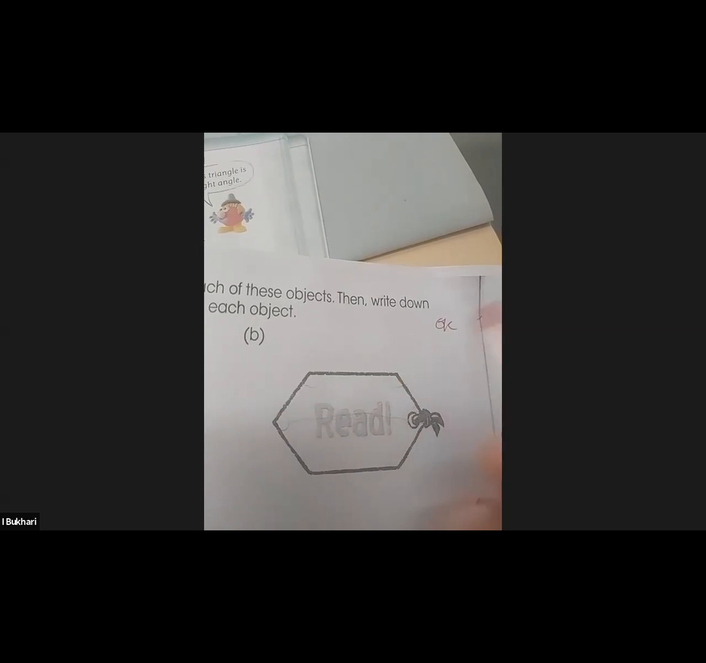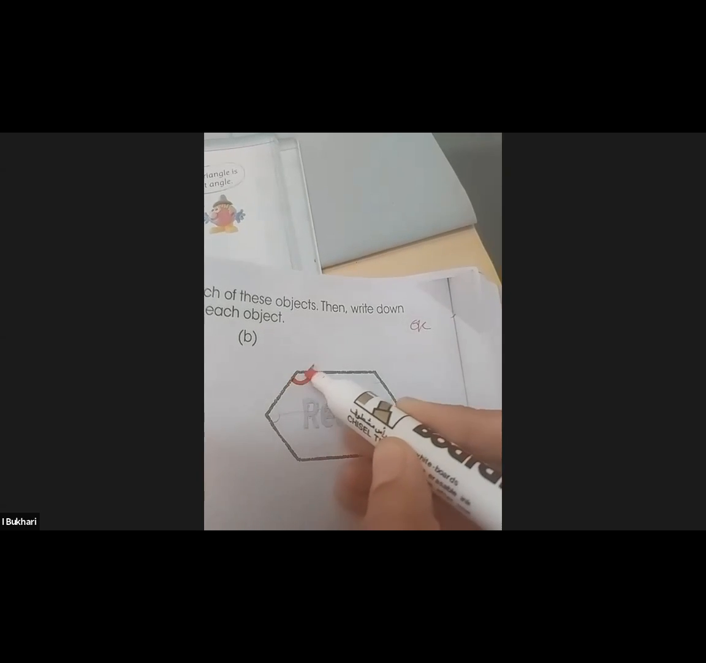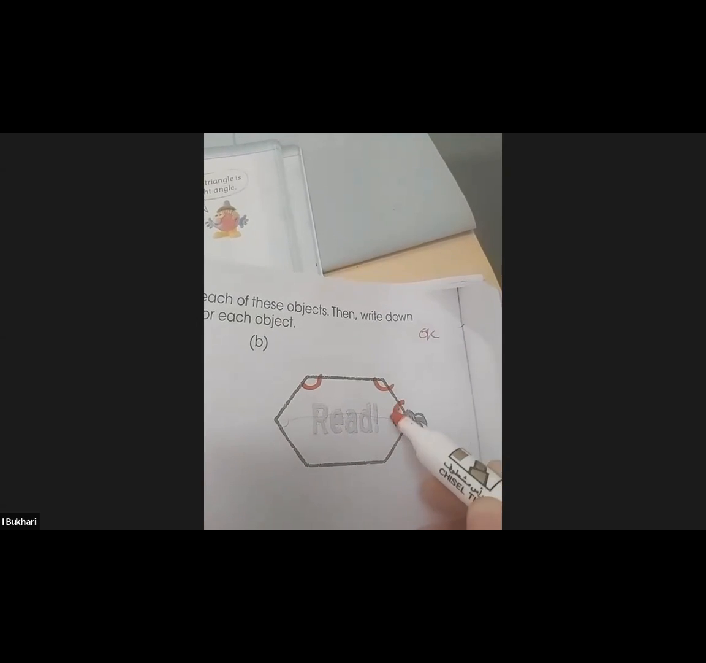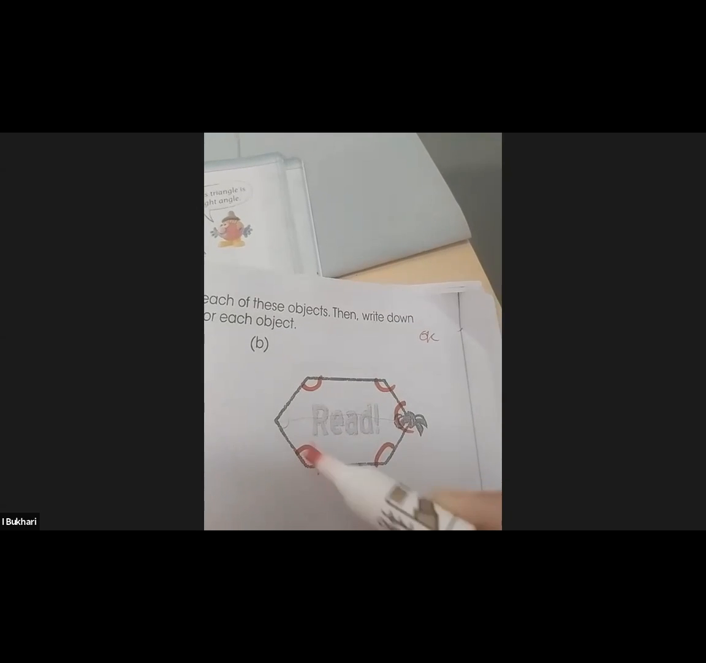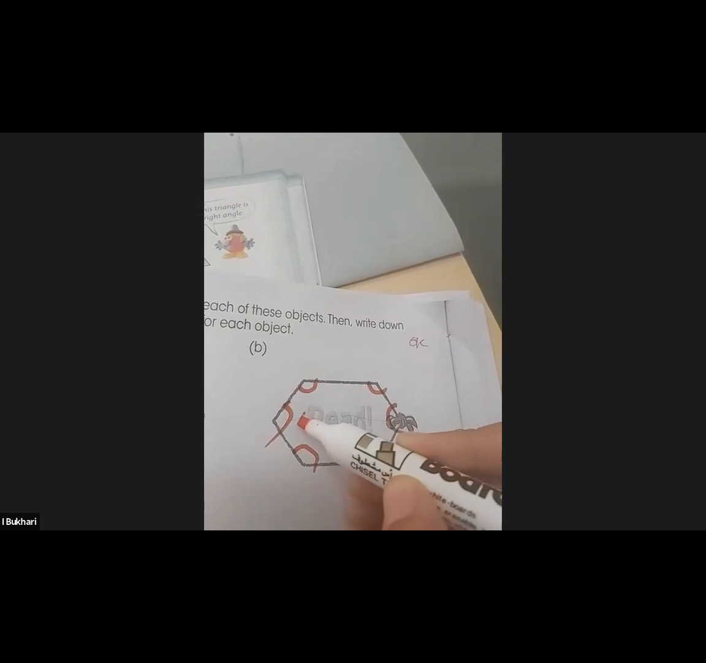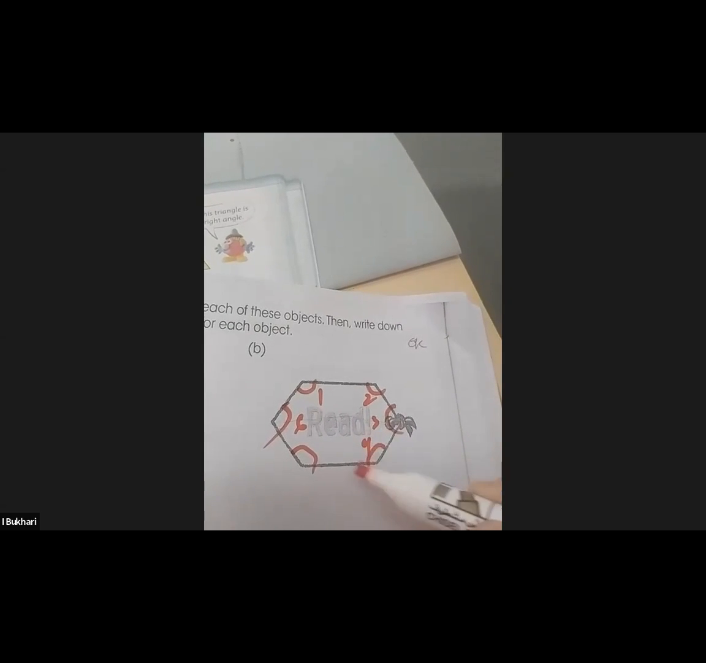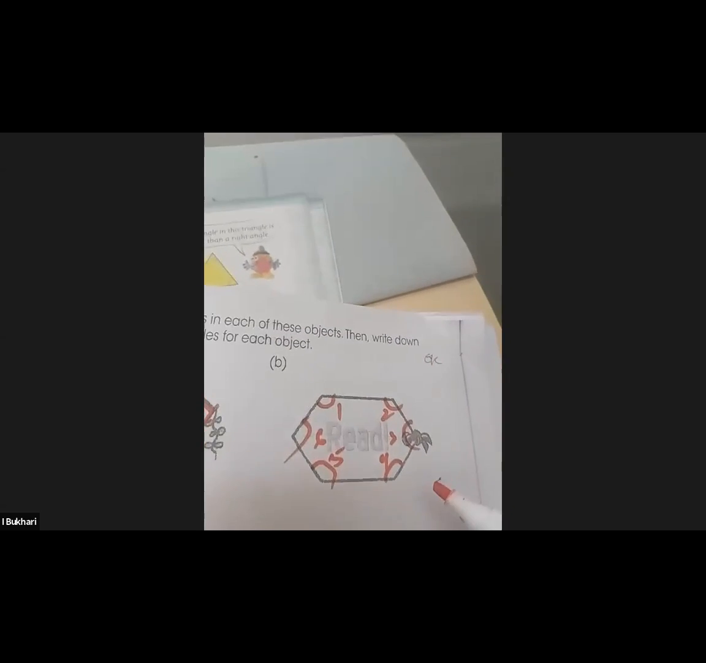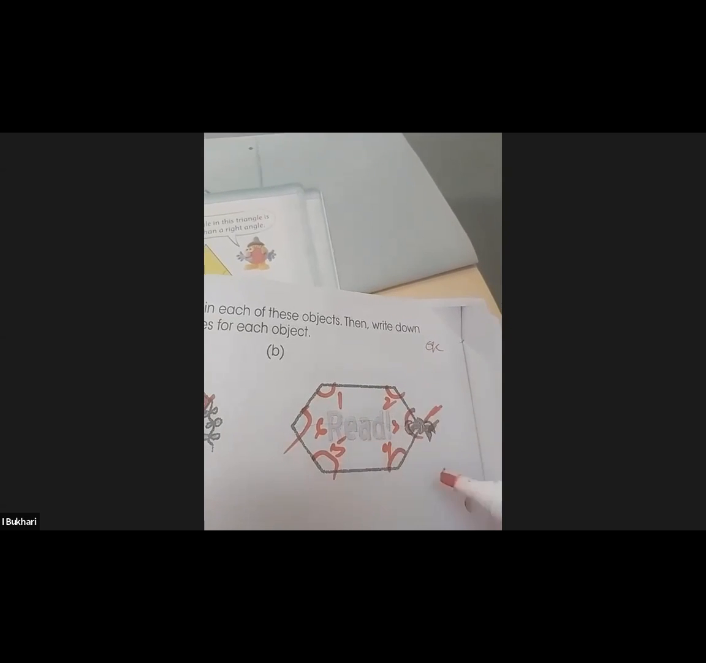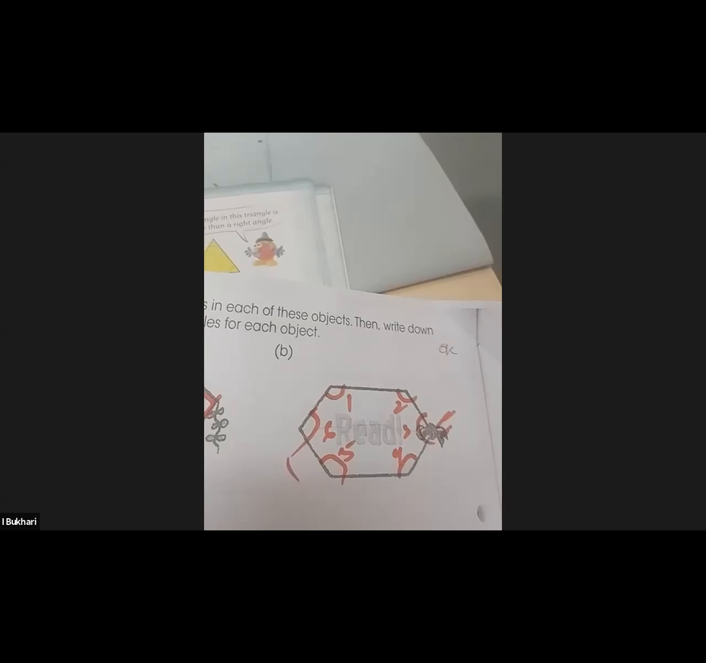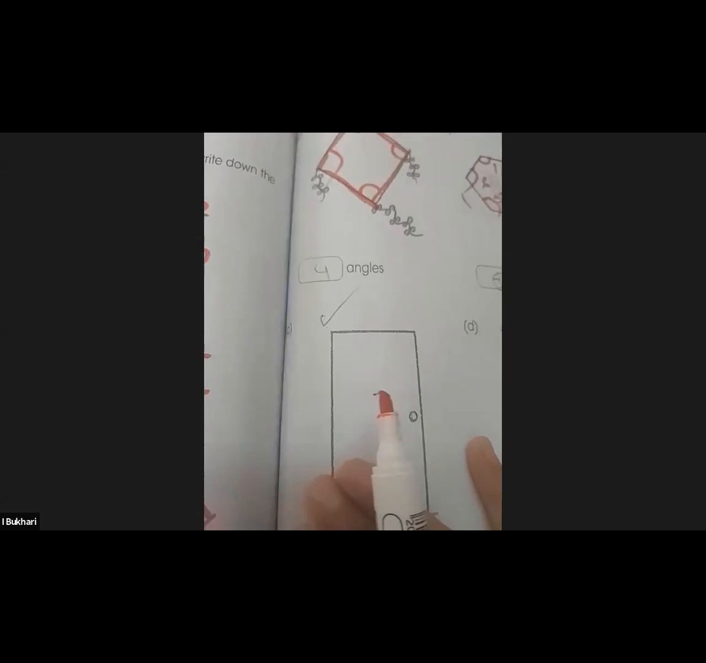Okay. 6 angles. 1, 2, 3, 4, 5, 6. So we got 6 angles. Okay, good job. Now, don't get confused by these knots and flowers or the decorations that they give you. This is only to trick you and confuse you. You still have 2 lines, and 2 lines have some turning with each other.